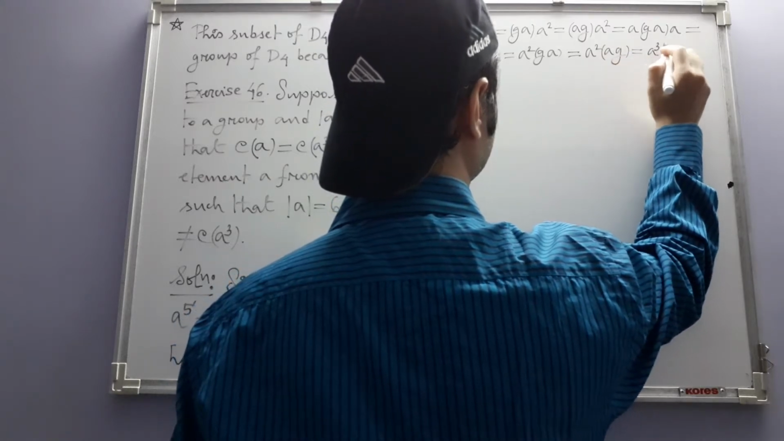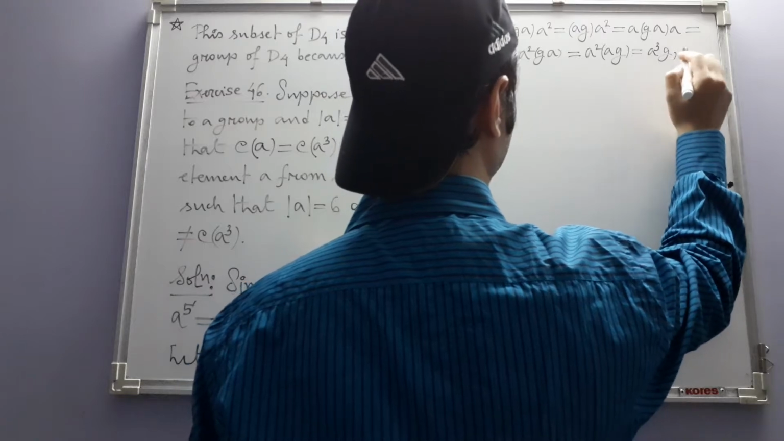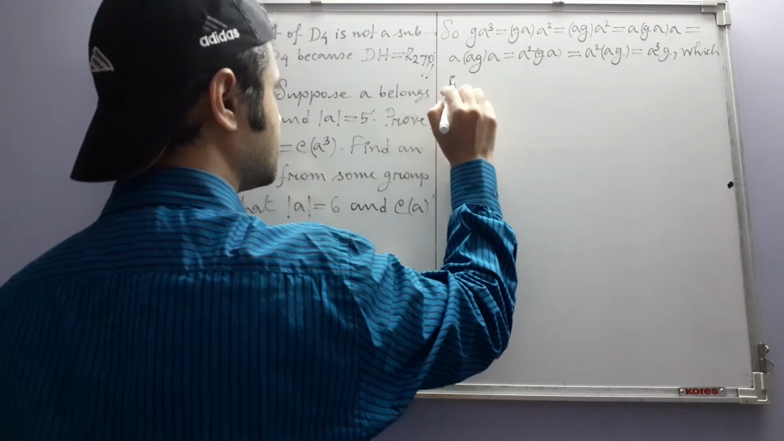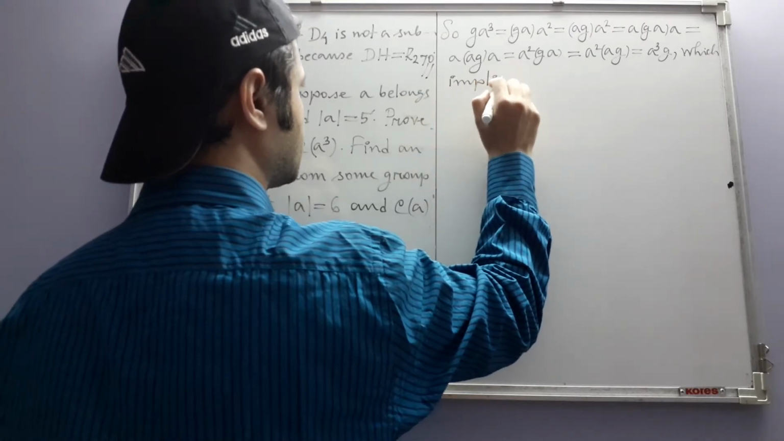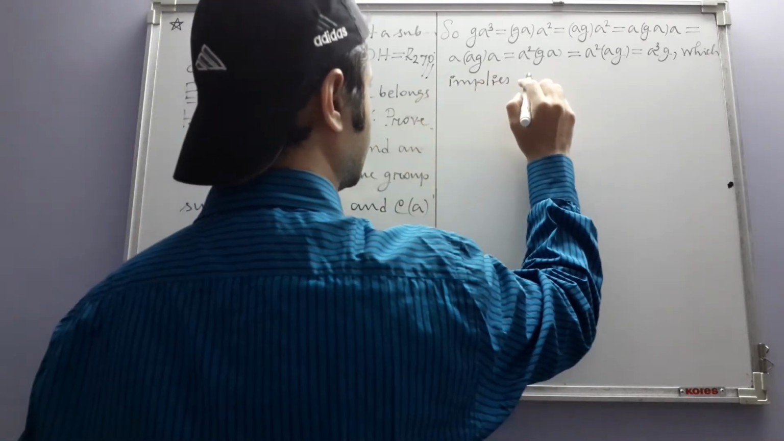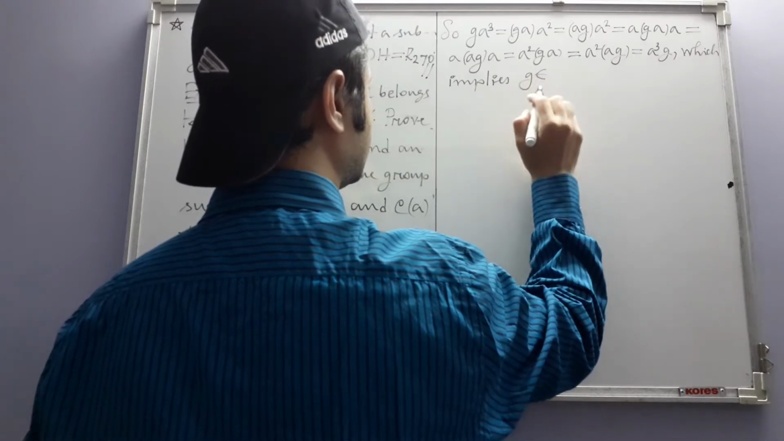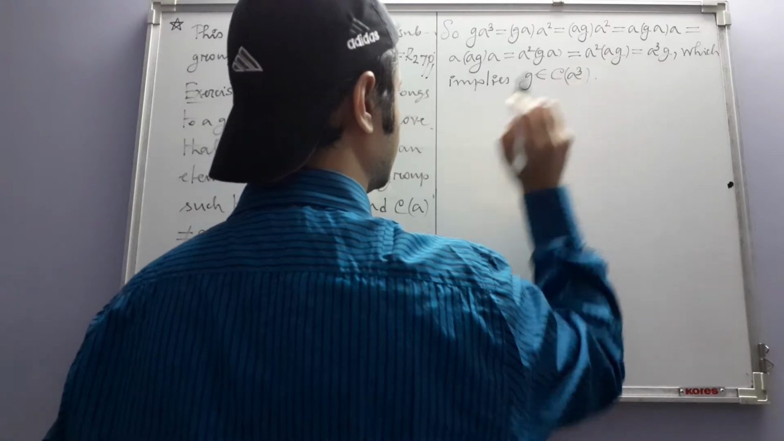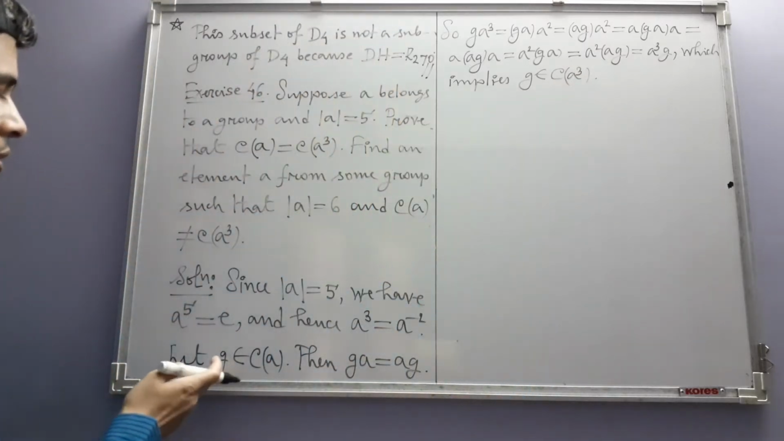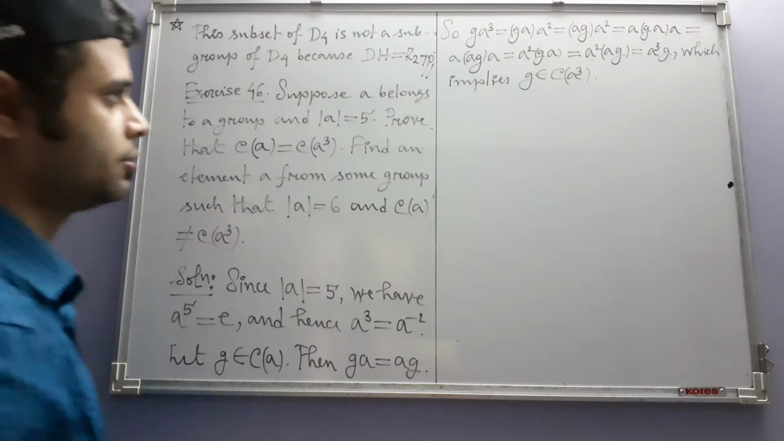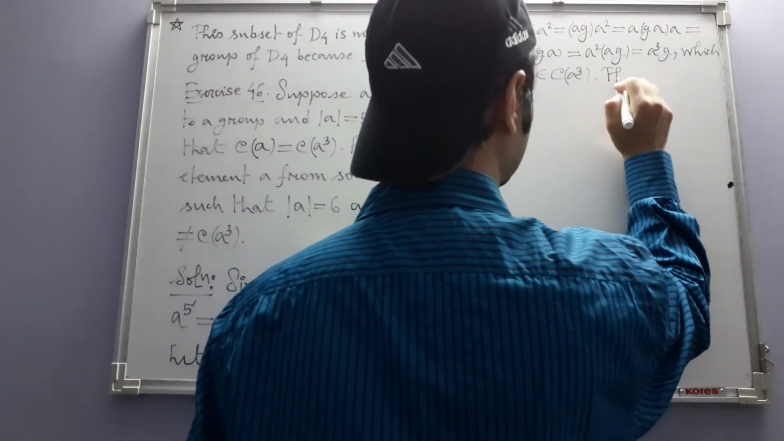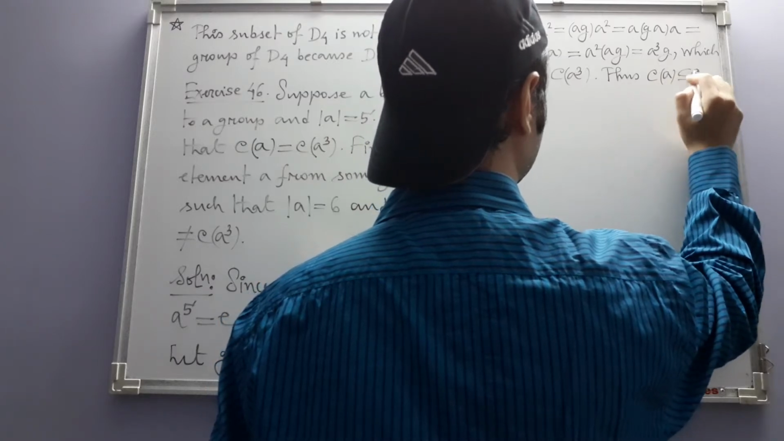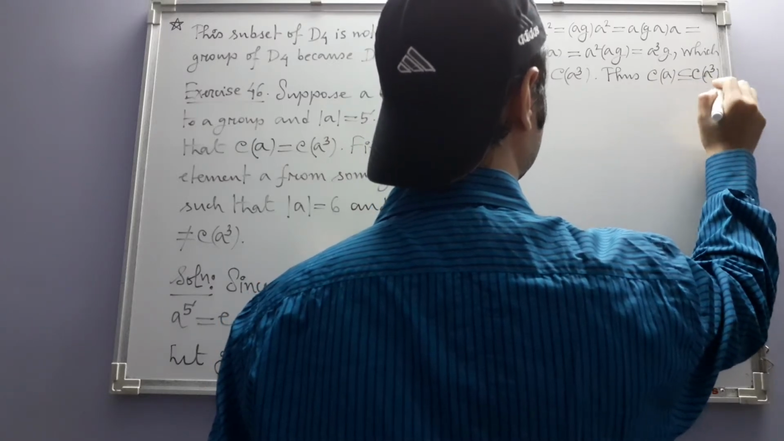So that finally gives us A cube G, which implies that G is also commuting with A cube, and hence it belongs to the centralizer of A cube. So any element in CA is also in CA cube. Thus CA is a subset of CA cube.